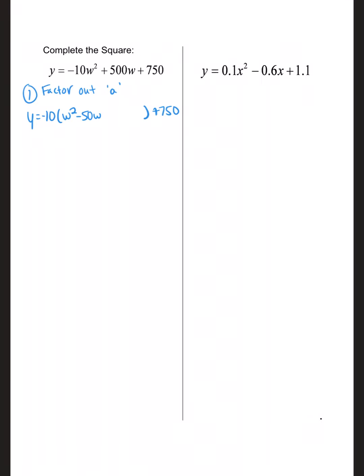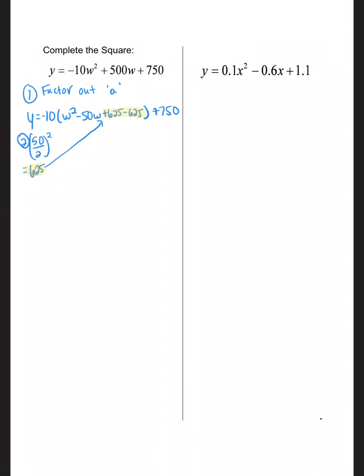Okay, step 2 is we're going to half and square our b value. So we're going to take 50, divide it in half, and square it. Well, 50 divided by 2 is 25, and 25 squared is 625. So now I'm going to add 625 and subtract 625. So that 625 gets added and subtracted into our equation.